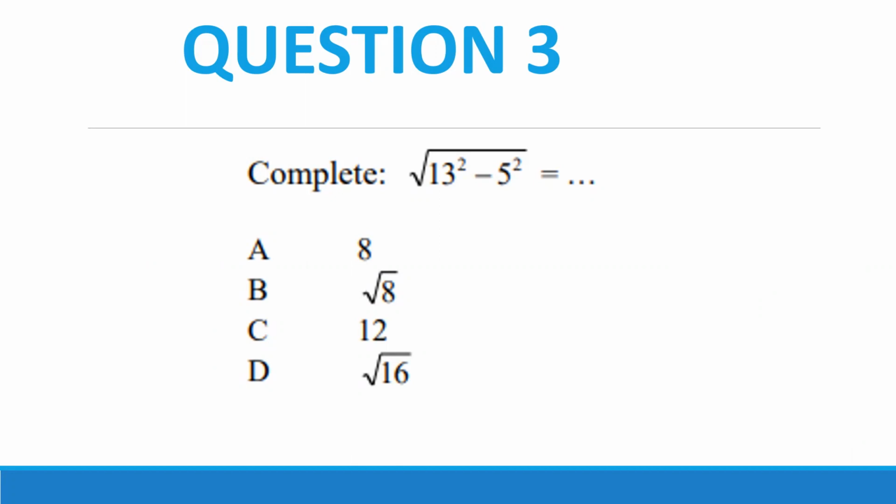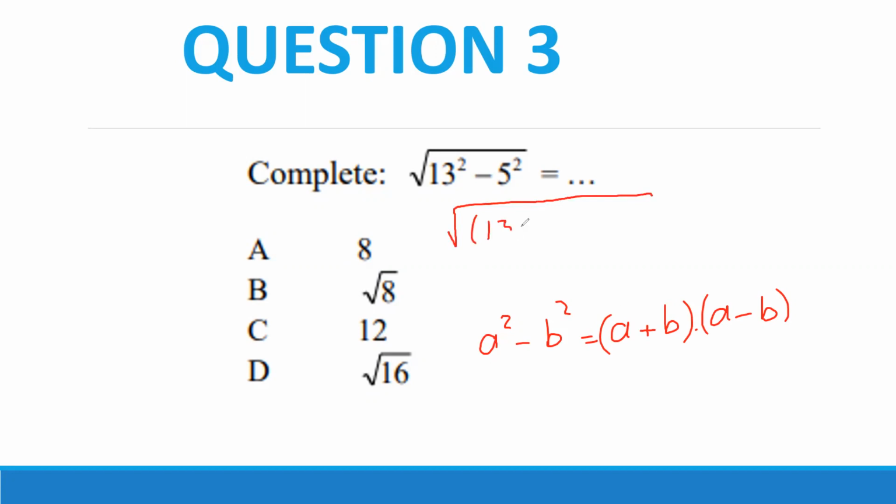All right, okay. So square root of 13 squared minus 5 squared, how can I write it? First of all, let's remember this rule. If you have a squared minus b squared, or x and y, it's fine, it is a plus b times a minus b. You can write it like this, all right? So for this number, my a is 13, and the square root is still there, don't forget that. So we have 13 plus 5 times 13 minus 5.